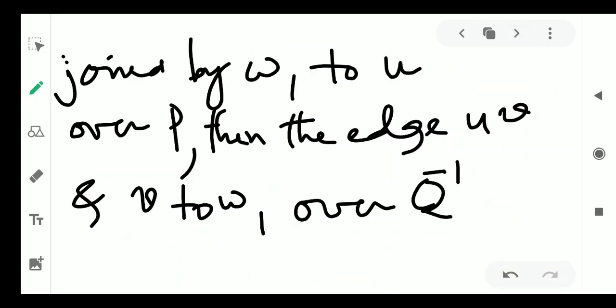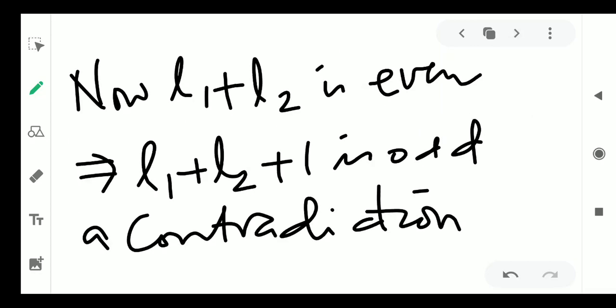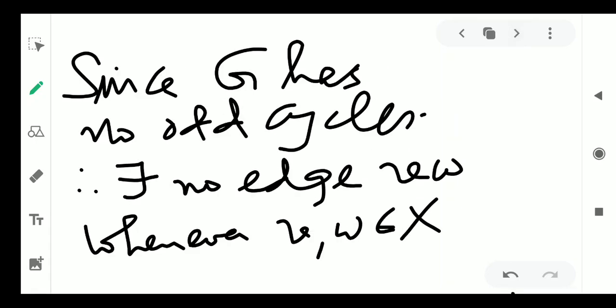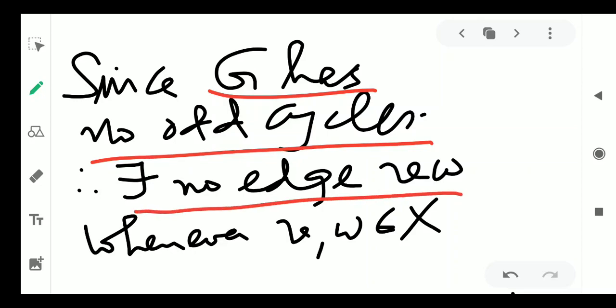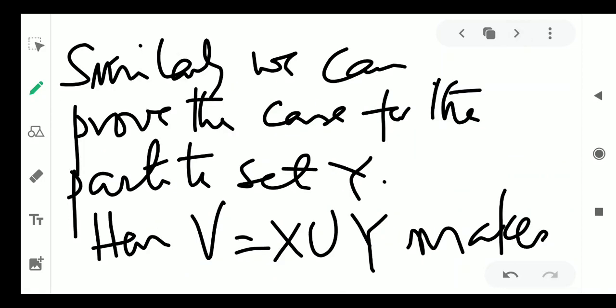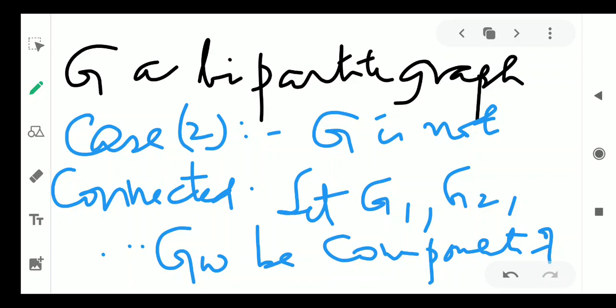Therefore, totally what happens is, that I have explained: L1 plus L2 is even. Therefore, L1 plus L2 plus 1 is odd. Therefore, we get a cycle of odd length. But we have assumed that G has no odd cycles. Therefore, such a cycle will not exist in G. That contradiction shows that there is no edge connecting V and W. Therefore, whenever V and W are chosen from X, there is no edge. Similarly, we can prove that there is no edge for the vertices inside Y. Therefore, V equal to X union Y makes G a bipartite graph.